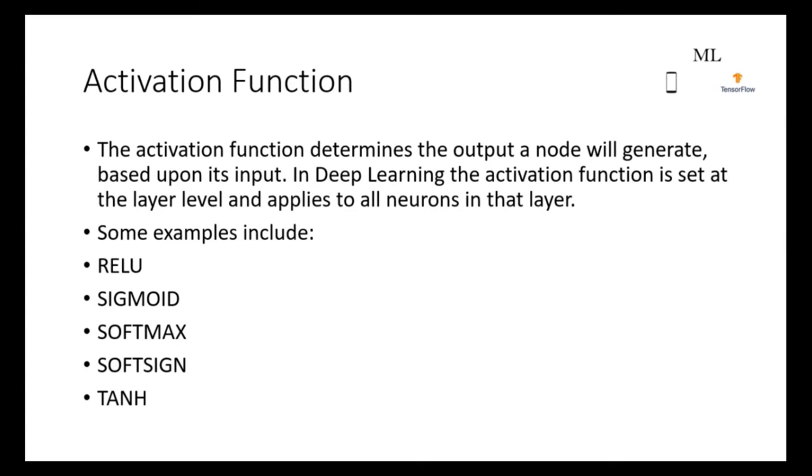Then activation function. Activation function determines the output a node will generate based upon its input. In deep learning, the activation function is set at the layer level and applies to all neurons in that layer. So, as you saw in the previous lecture, we applied activation function after calculating the value of neuron, so that we will get a value in a specific range. There are several other activation functions as well other than sigmoid, which are ReLU, softmax, softsign, tanh, hyperbolic.